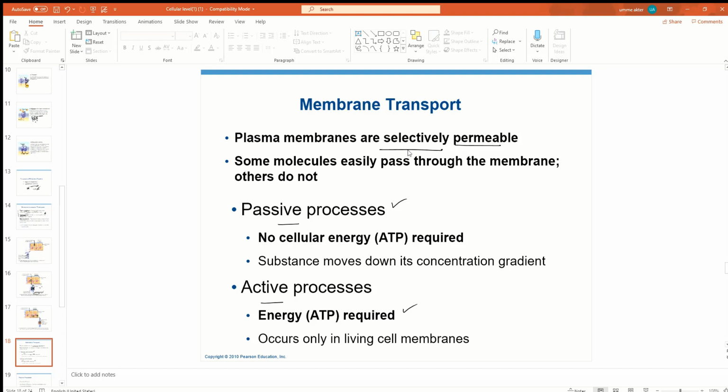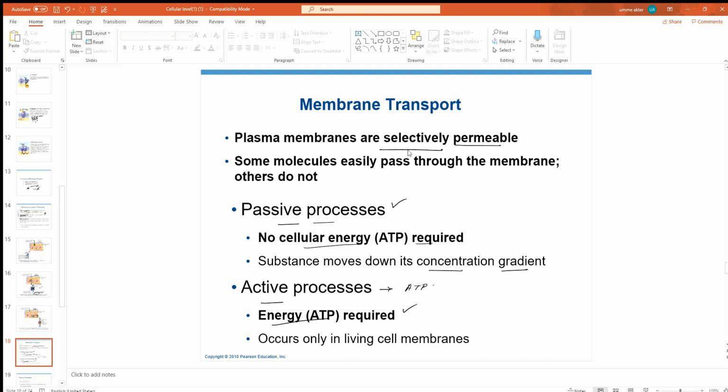The main difference is, for active processes you need ATP, energy. For passive, no ATP is required. Passive is towards the concentration gradient, and active is opposite, against the concentration gradient. That's why you need energy, right?